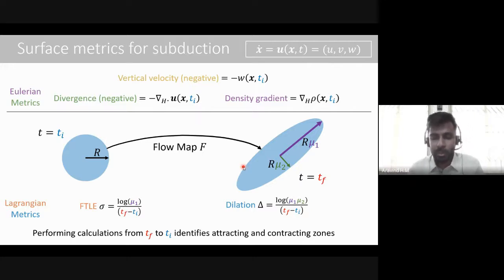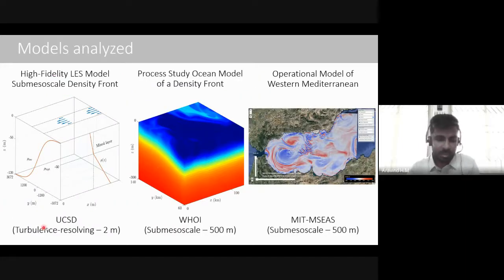Okay, so what I did was essentially take all of these five metrics and try to figure out which one works best at locating regions of subduction by analyzing three different models, as I mentioned, from the UCSD, WHOI, and MIT group. And I ended up getting qualitatively similar results for all three models. So the first model was a very high resolution model of a density front. It had a 2-meter resolution, so it was able to resolve turbulence, and it had a 4 kilometer by 3 kilometer domain in the x and y direction.